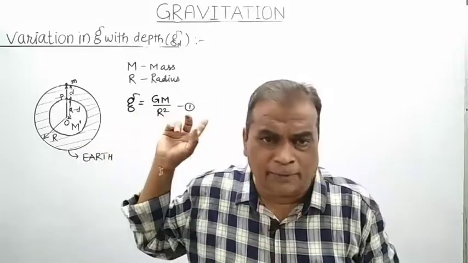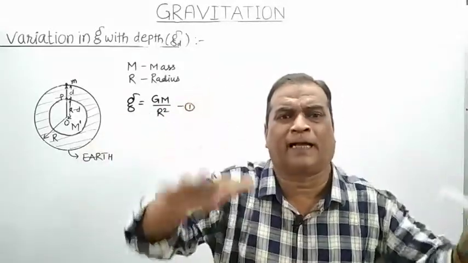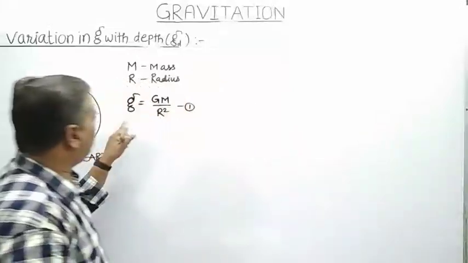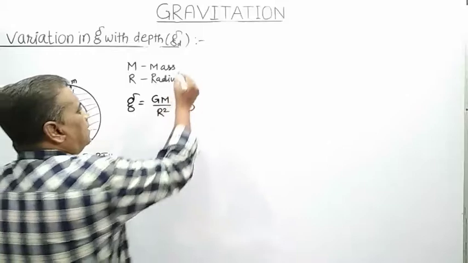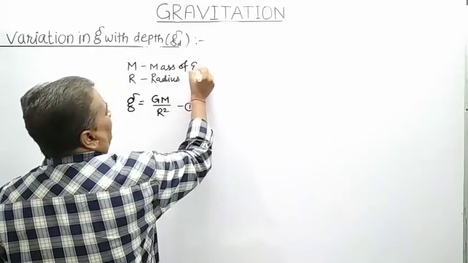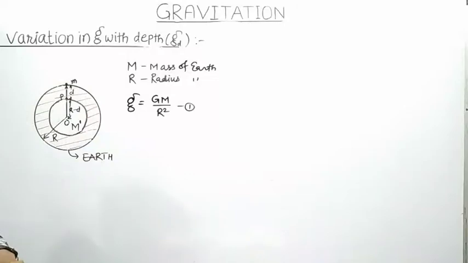What does this small g represent? It is the acceleration due to gravity acting on an object lying on the surface of the earth. g equal to GM divided by R square, where capital M represents what? Mass of earth. And R is also the radius of earth.